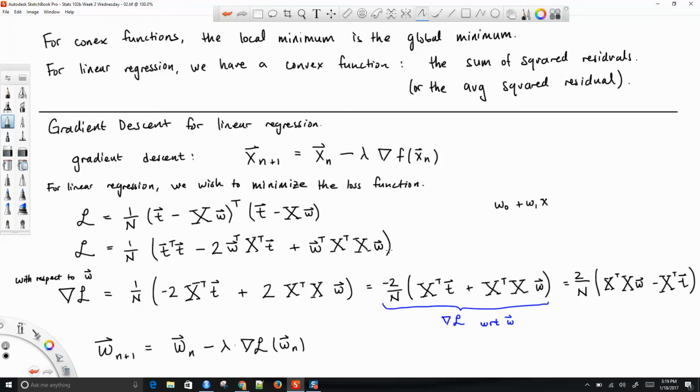Shouldn't that be minus X transpose X? Where? Oh yeah, right here it's a minus. You're absolutely right. Thank you. Yes, sorry, I apologize. This is a minus there.